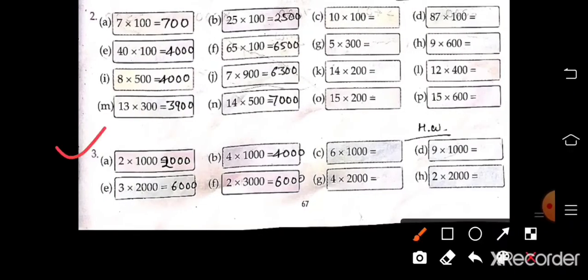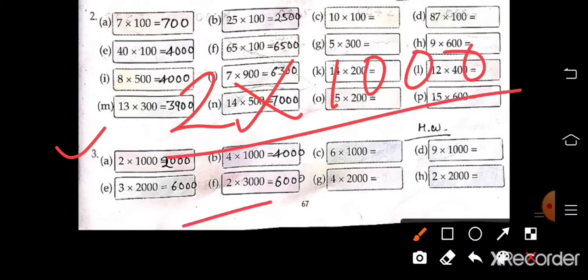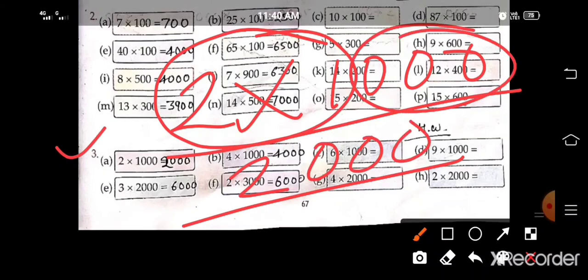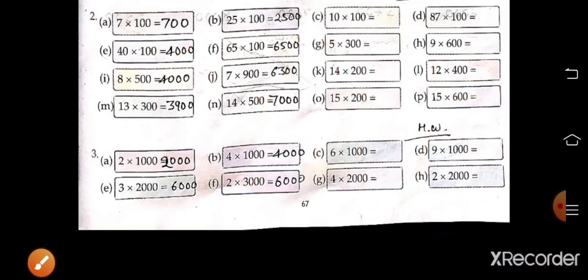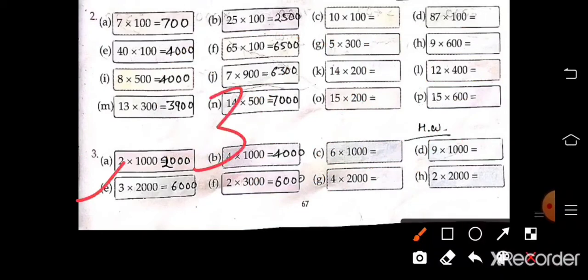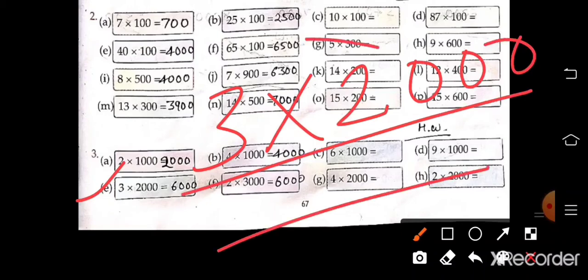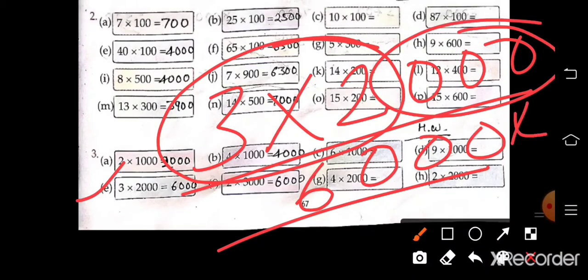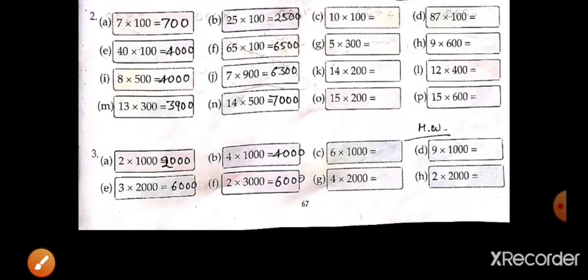Same in thousand. 2 multiply 1000. So first multiply this. 2 multiply 1, 2, then put these 3 0s at the last. Okay, now the E part, 3 multiply 2000. Okay, so first multiply this, 2 threes are 6, and these 3 0s put at the last of the product. Okay, so like this you have to do.